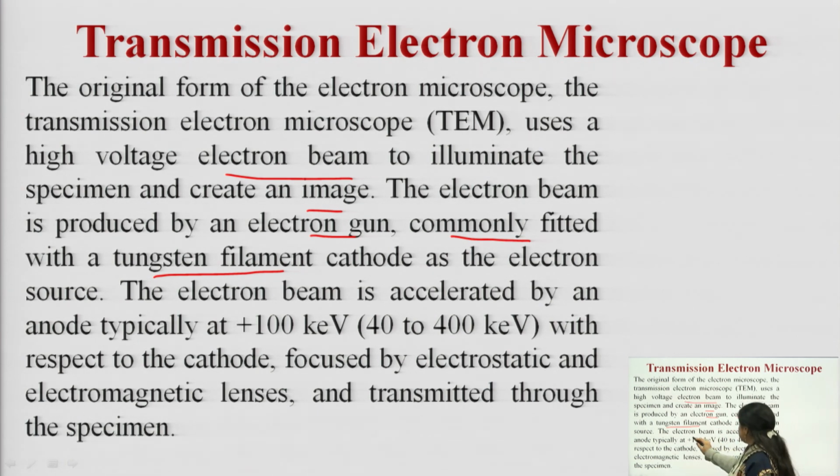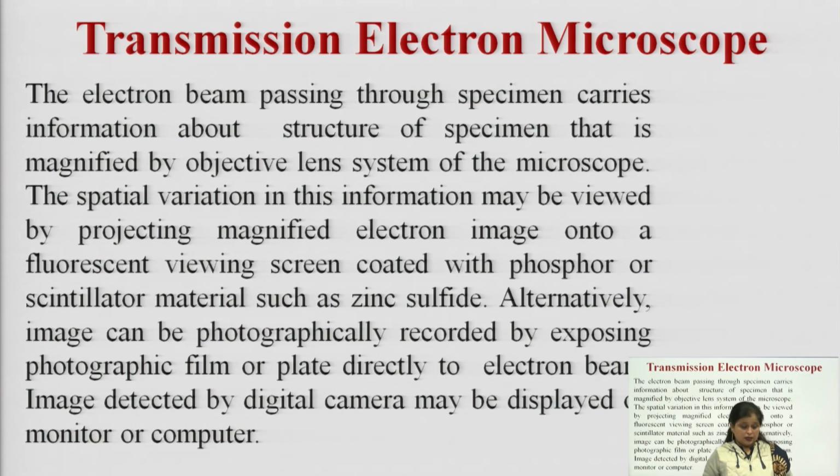The electron beam will be accelerated with the help of various anodes at 100 kilo electron volt with respect to the cathode, and focused by electrostatic and electromagnetic lenses. Now these electrons will be transmitted through the specimen. It will not just remain on the surface, but it will transmit out through the specimen.